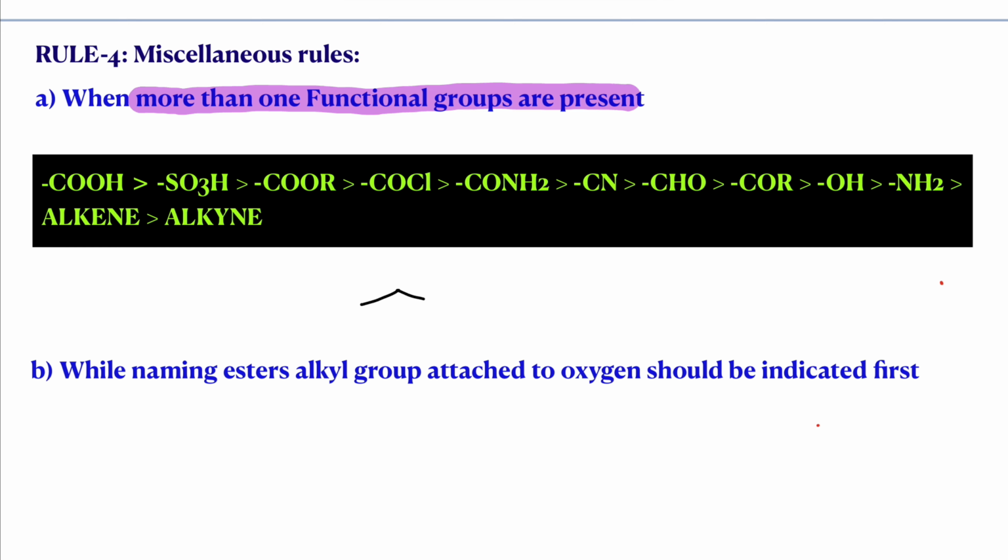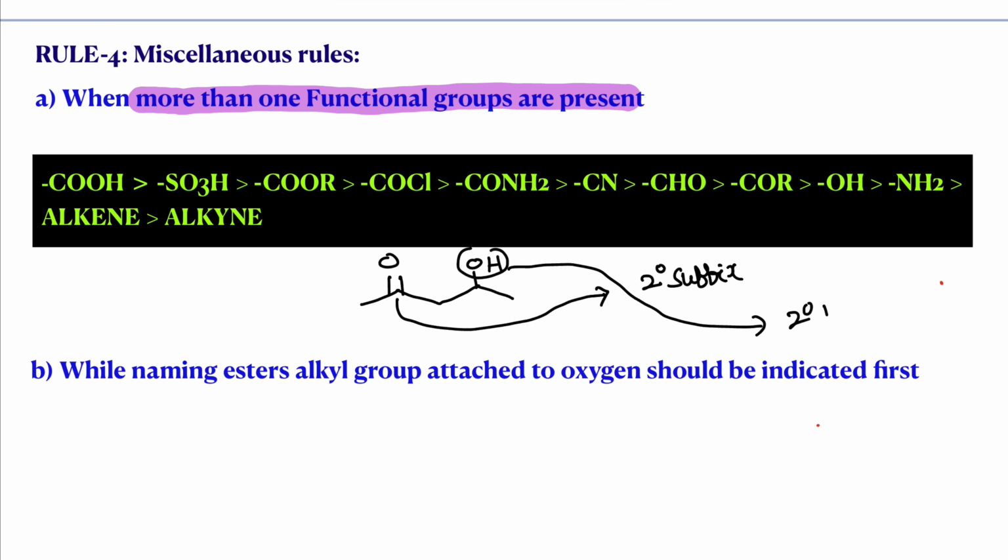Here, for example, if an organic compound contains alcohol and ketone, then according to IUPAC, you can see this is the position of ketone and this is the position of alcohol. Ketone gets more priority. Therefore, this will be your first grade functional group. This will be your second grade functional group. For the first grade functional group, we use a secondary suffix. For the second grade functional group, we use a secondary prefix. The prefix name will be used. So this is a very important order.